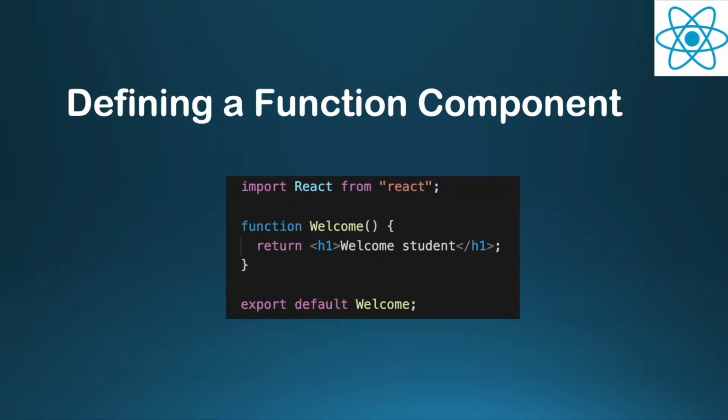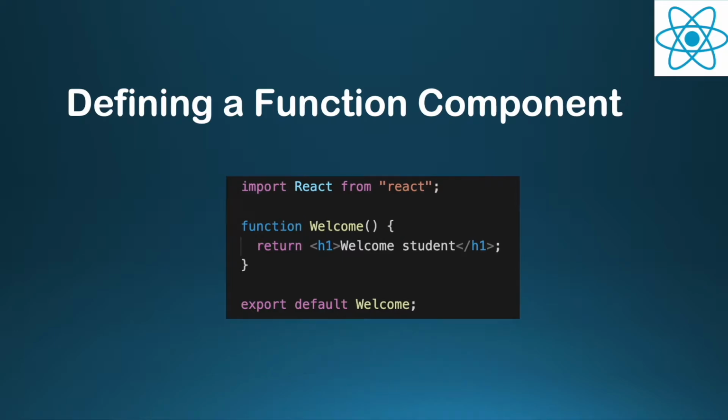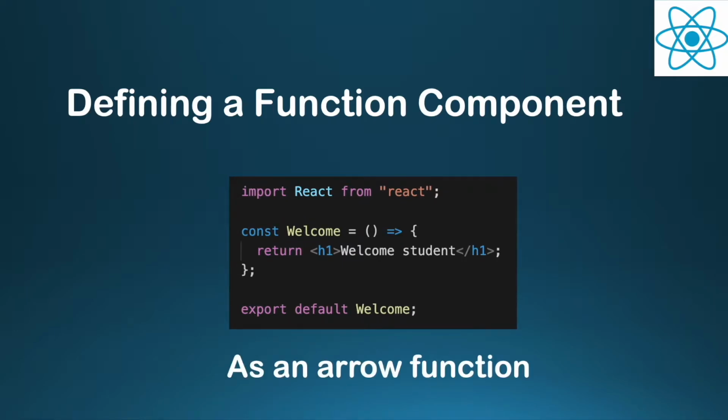So how do we define a function component? So here we have defined a function component in React. We are not extending component or anything. It's function welcome and it returns a JSX h1 welcome student. So this is a function component. We could have also defined the function as an arrow function. So const welcome is equal to, and the same thing defined as an arrow function. So both are identical. The first one is using the function syntax. This one is using the arrow function syntax.